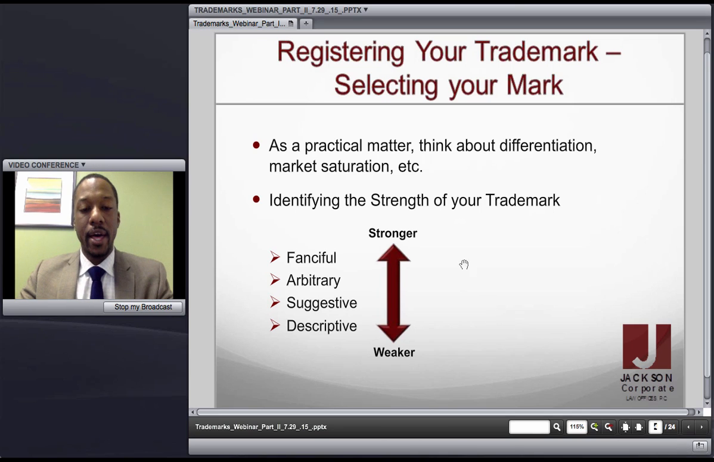So here you have the scale that the USPTO uses in order to identify the strength of a trademark. At the top you have fanciful, and we'll go through these in detail and identify what each of these terms mean. At the top you have fanciful, then you have arbitrary, suggestive, and descriptive. Going from the top down, they go from stronger to weaker.